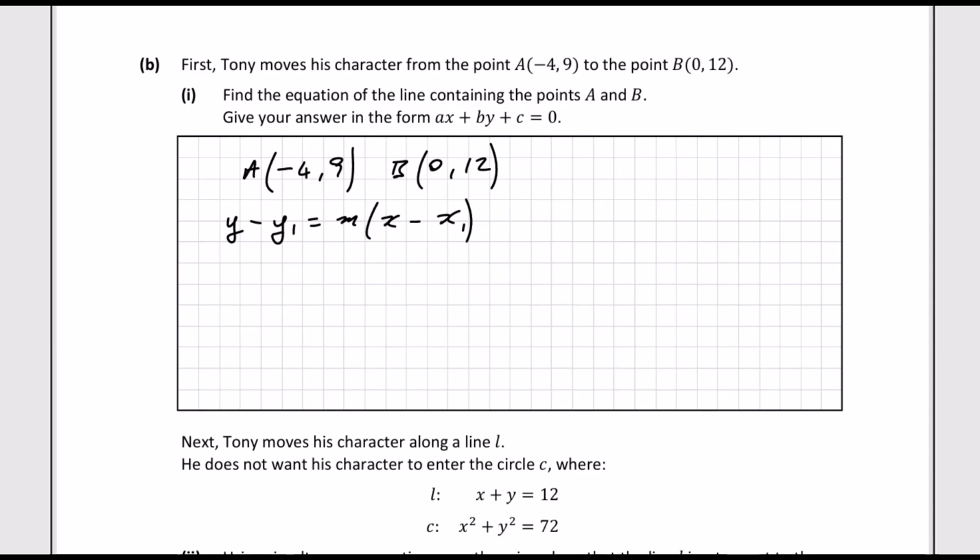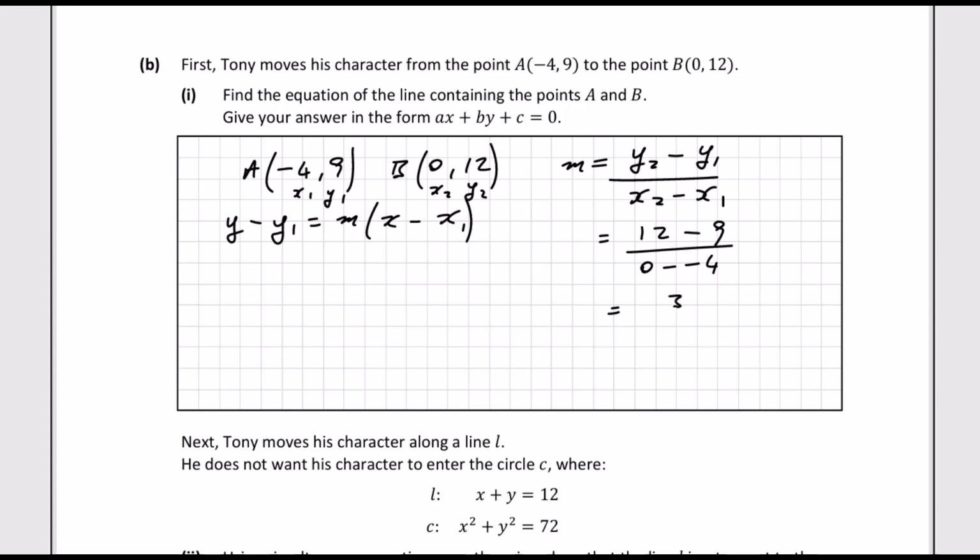You need a point and a slope. We have 2 points, so we can choose either of those. We don't have the slope, so we're going to have to work out the slope. The slope is y2 minus y1 over x2 minus x1. So let's just mark these x1, y1, x2, y2. So it is 12 minus 9 over 0 minus 4. So 12 minus 9 is 3, and on the bottom you've got minus minus, which is plus. So the slope is 3/4.